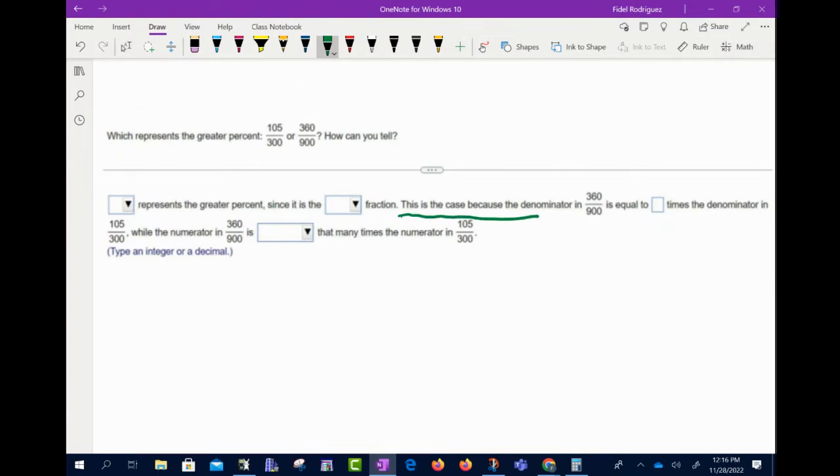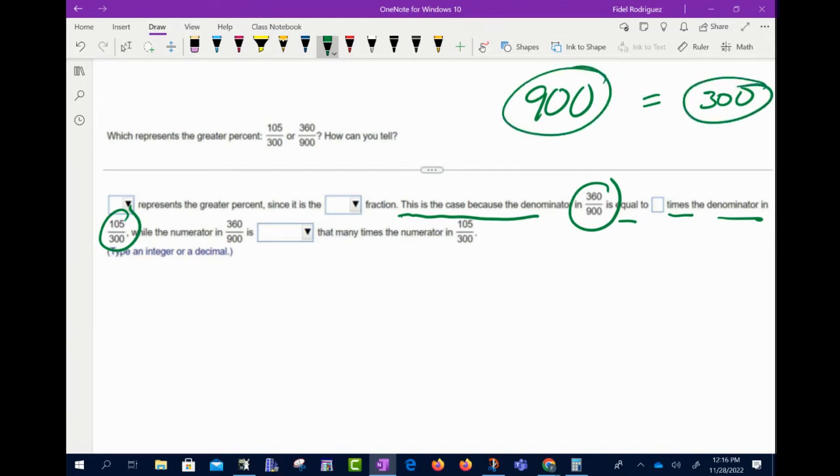It says, this is the case because the denominator here... okay, so let's take a look at the denominator. The denominator here is 900, which is equal to how many times the denominator over here? If I'm looking at the denominator over here, which was 300, what did I have to multiply 300 by to get 900? We have to multiply it by 3, right?